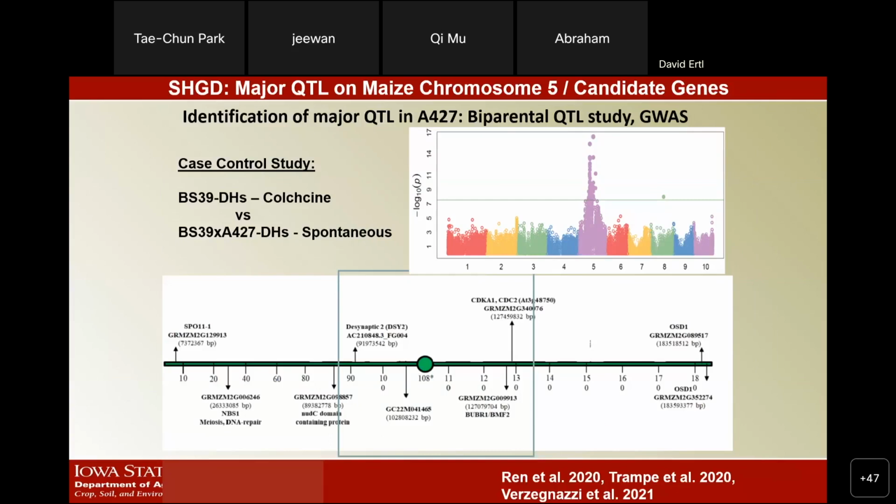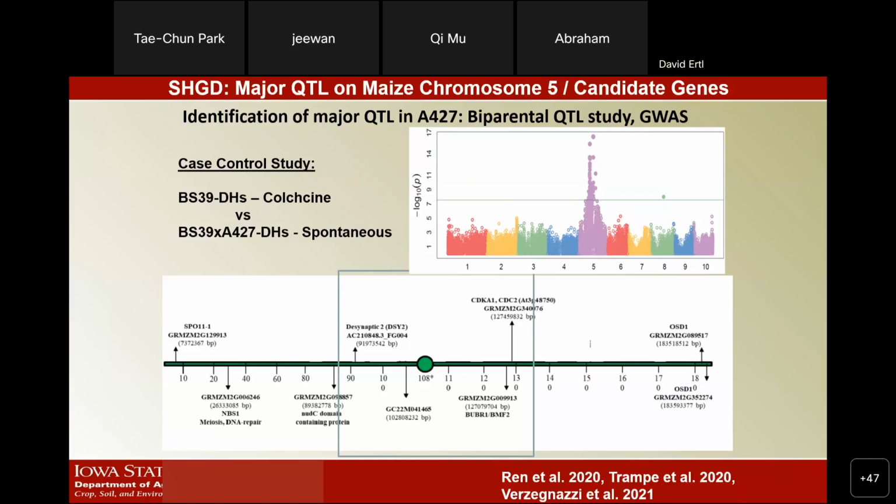He used the BS39 population, which Arnold Hallower has been adapting to Iowa photoperiod conditions. He extracted DH lines using the colchicine method, and he also crossed a sample of this population with A427 to then derive DH lines with the spontaneous doubling mechanism without any colchicine treatment.